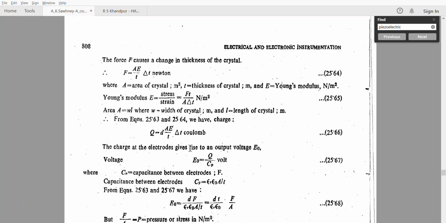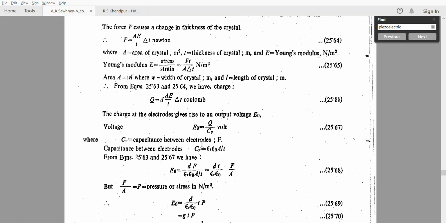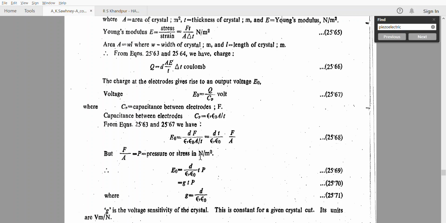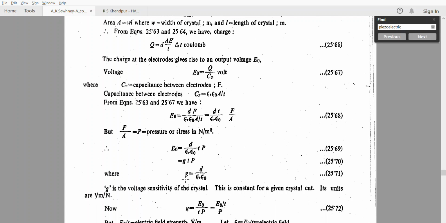Charge at the electrode gives rise to an output voltage, right? The output voltage is given by Q by C, where C is the capacitance between the electrodes and Q is the charge. Capacitance, you all know, can be written as epsilon r epsilon naught A by t. Substitute this in equation 2.67. You will get an equation like d t by epsilon r epsilon 0 into F by A. F by A is the pressure, t is the thickness, and d by epsilon r epsilon naught becomes a constant called the voltage sensitivity G, which is a combination of d divided by epsilon r epsilon naught.